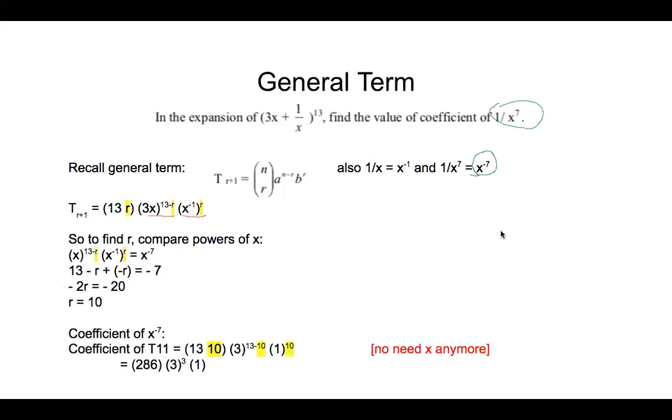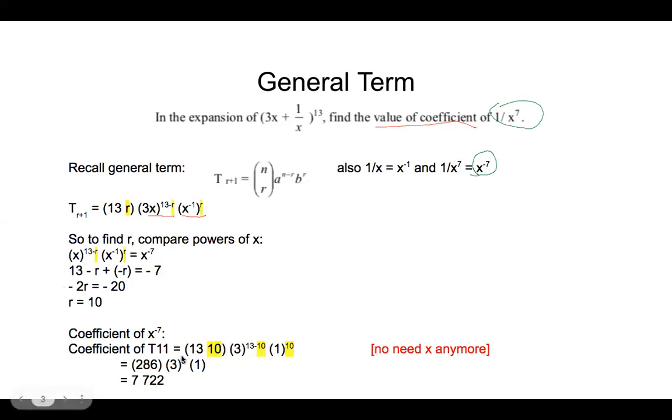So to find the coefficient of x power 7, the coefficient of t11 goes 13, right here, r is 10, because r was 10, right? And then based on coefficient, we don't need the x powers anymore, because all the question wanted was the coefficient. So we just focus on the coefficient, and that would be it. So always remember, coefficient means that we don't need the x anymore. So we key in carefully these three things.